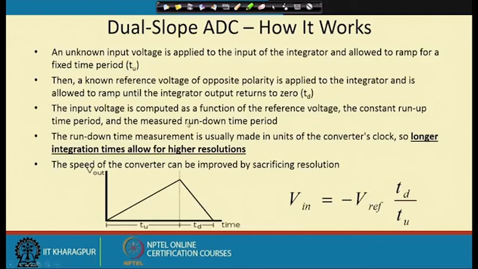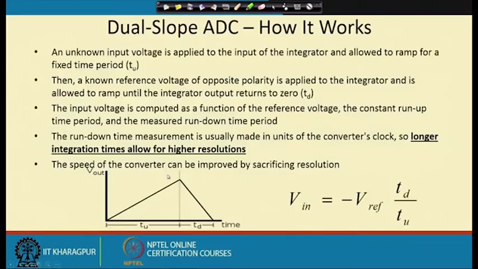The input voltage is computed as a function of the reference voltage, the constant run up time period and the measured run down time period. So, how is it computed? V in is then given by minus of Vref into Td by Tu. The minus comes because V in and Vref are of opposite polarity. This ratio Td by Tu will tell me the ratio between Vref and V in. So, that is how we measure the input voltage. This rundown time measurement is usually made in units of converter clocks. So, longer integration times will allow higher resolution.